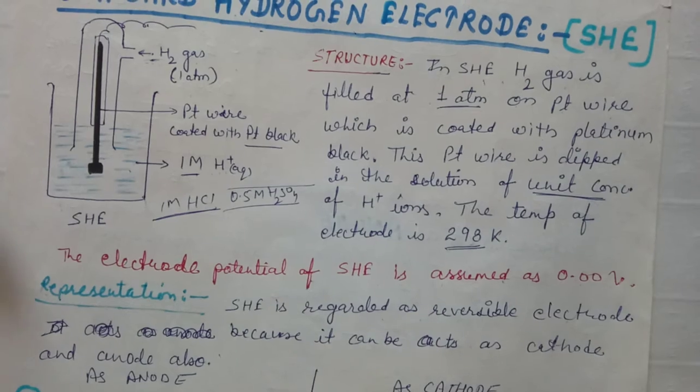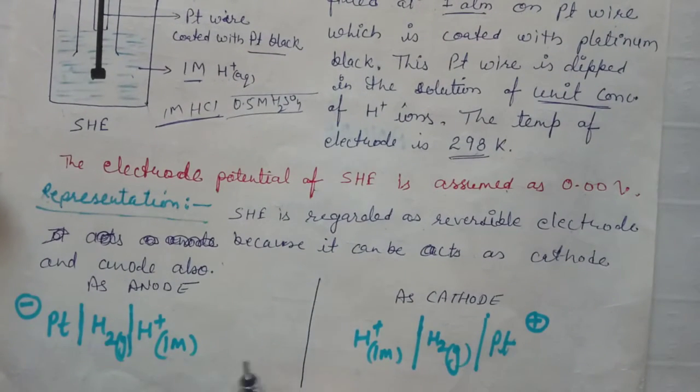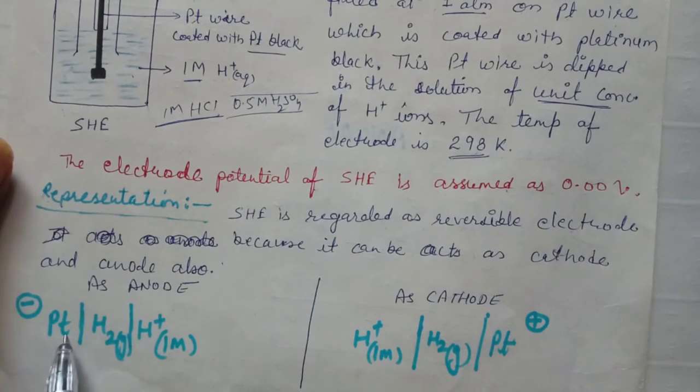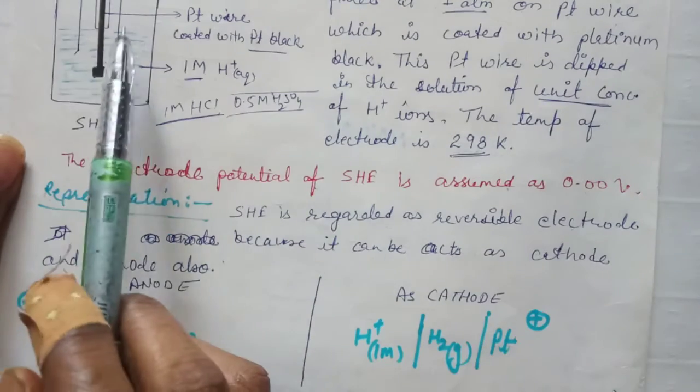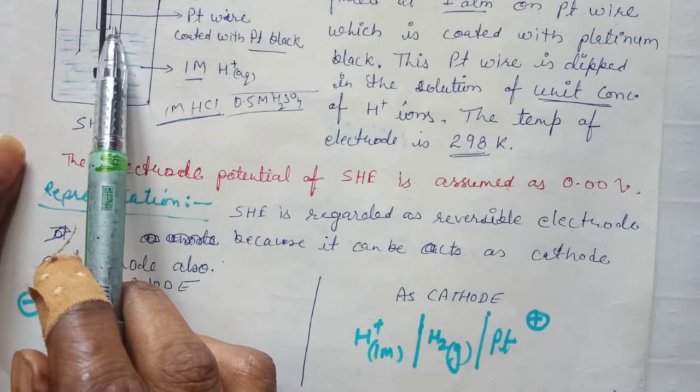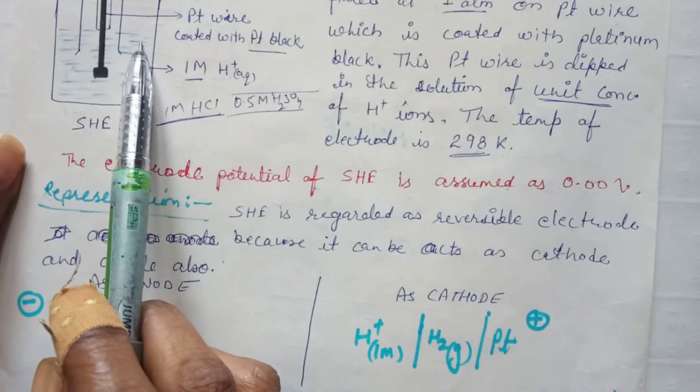If it acts as anode, then first of all we will write Pt, then H2 gas. Pt is in contact with H2 gas and H2 gas is in contact with H+ ions.